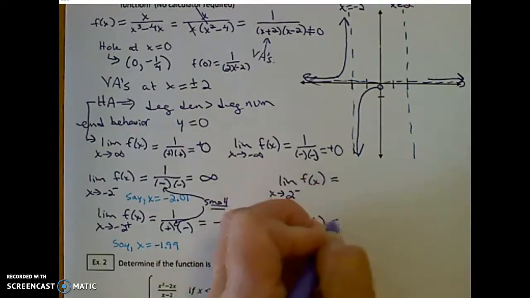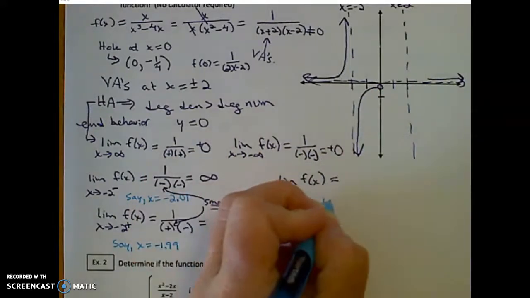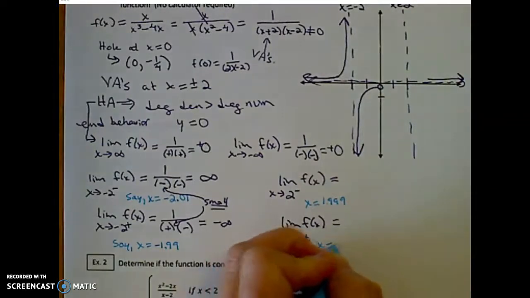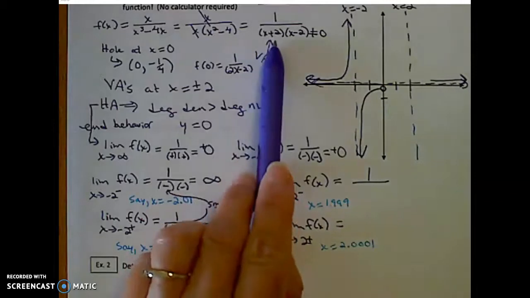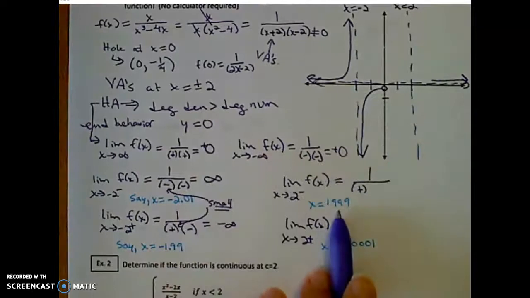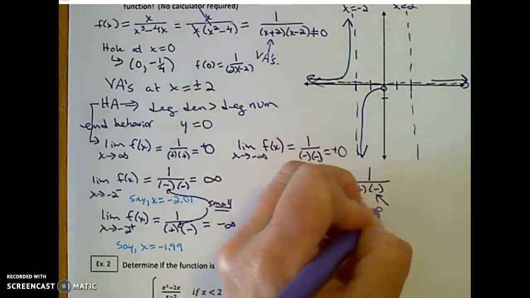Okay, let's find numbers just to the left or just to the right of 2. So let's say x is equal to, what would that be? From the left, 1.99999. From the right, let's say 2.0001. Plug those into the function and see what happens. Okay, plug in 1.9999999 to that first quantity in the denominator. That's just a positive number. Plug in 1.9999999 to that second quantity will be negative and extremely small.